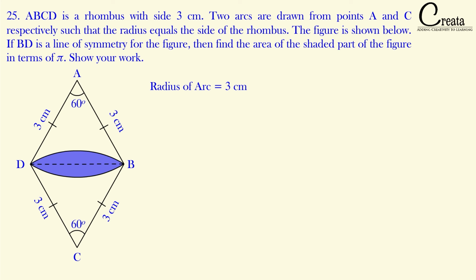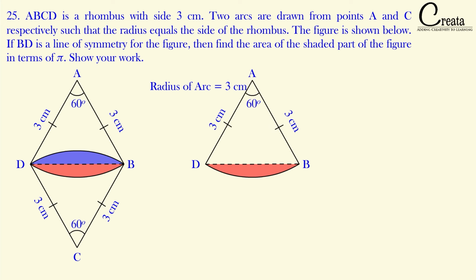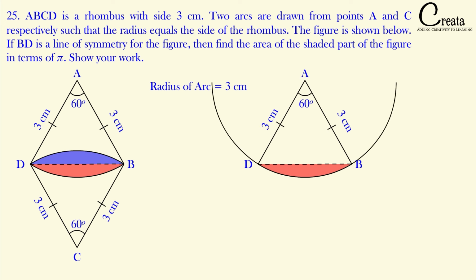So let's proceed. If we take one half of the shaded region, this portion, can we say this is a segment of a circle? We can draw a complete circle around the center C. The radius is the side of the rhombus. And this portion is the segment. Basically, we have to find the area of the segment. In totality, we have two segments. We will find the area of one segment. We will multiply it by 2 to get the complete area of the shaded portion. This strategy we will use.